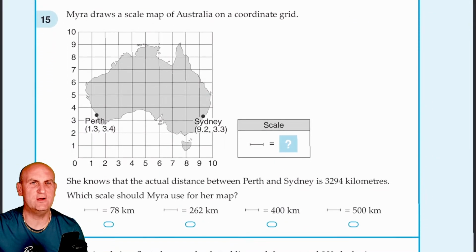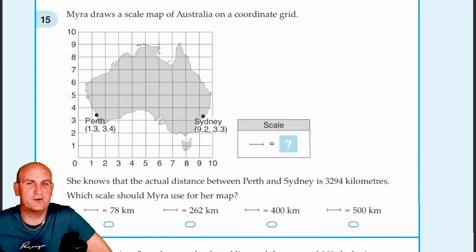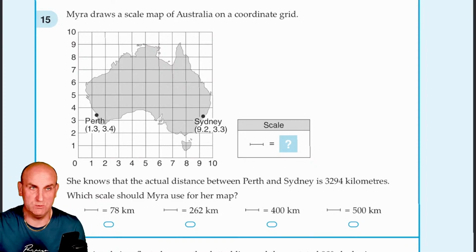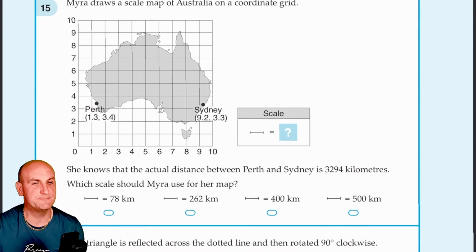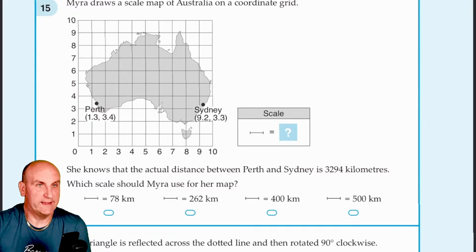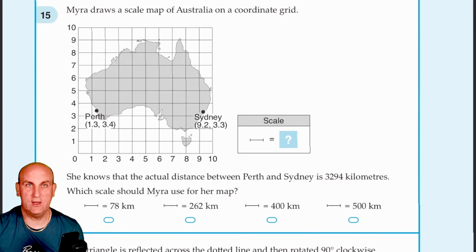Myra draws a scale map of Australia on a coordinate grid.